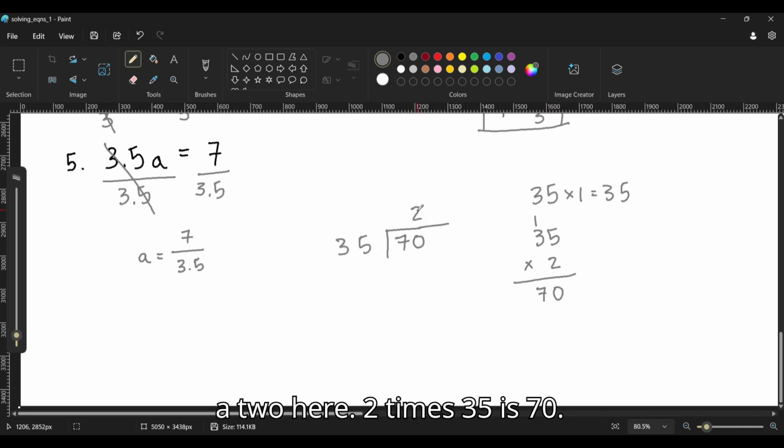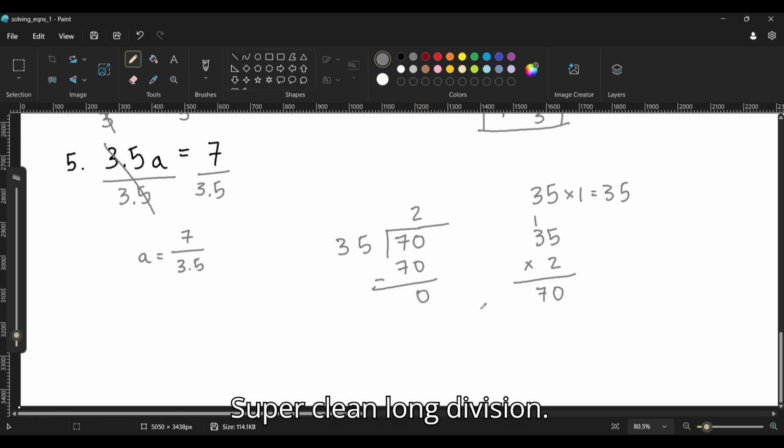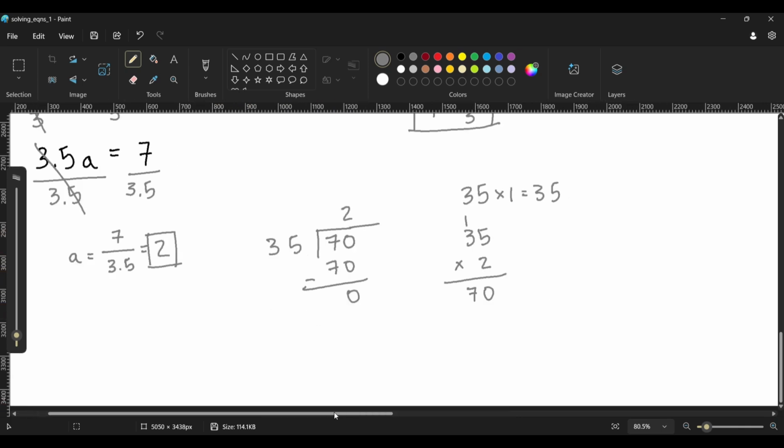So I'm going to put a 2 here. 2 times 35 is 70. Super clean long division. No remainder. So 7 divided by 3.5 is 2. And our final answer is that A equals 2.